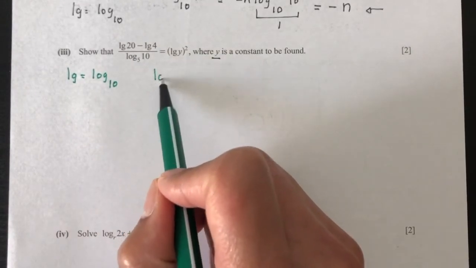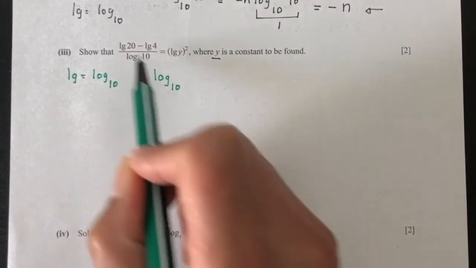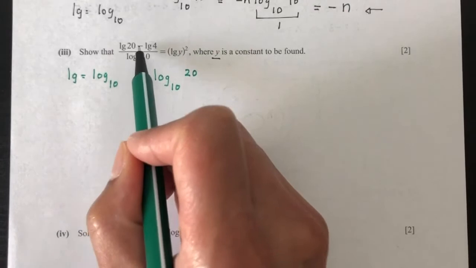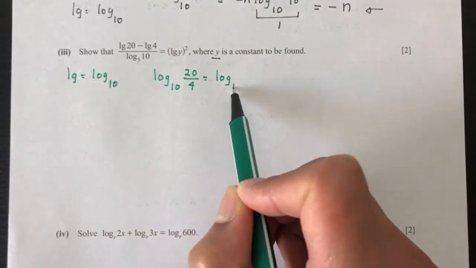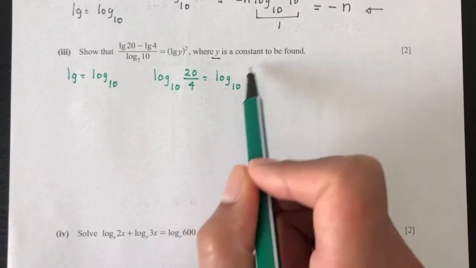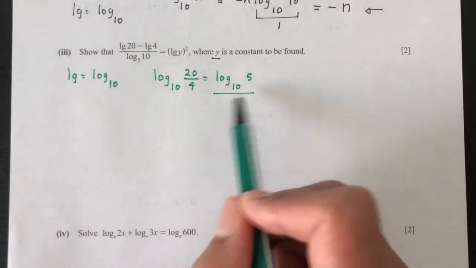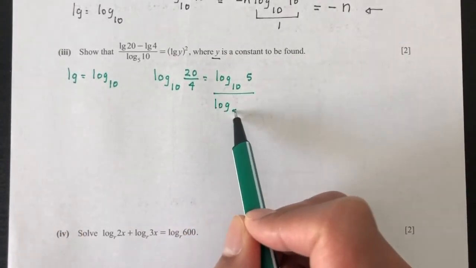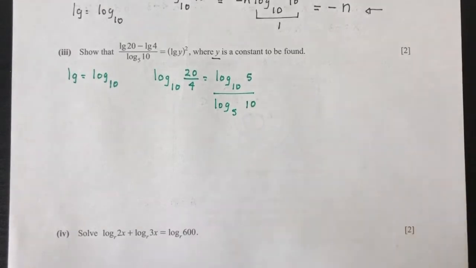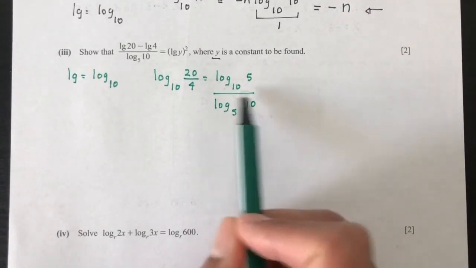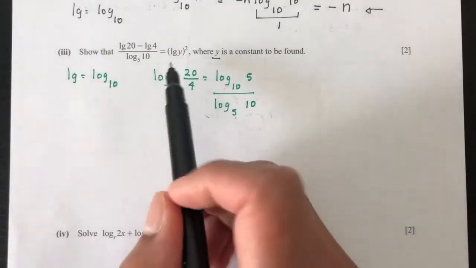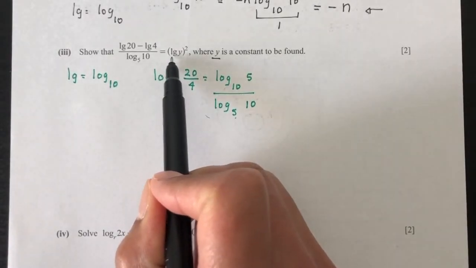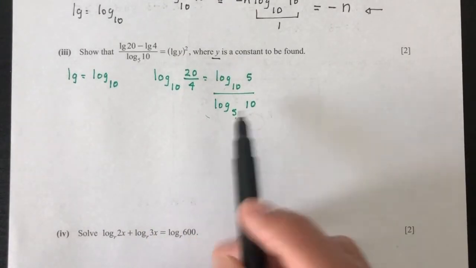You will have lg base of 10, 20. When you have minus, it becomes divide. That will be log base of 10, 5 on top, divided by log base of 5, 10. Now we have to convert this one to the base of 10, because as you can see, your answer needs to be lg, which means base of 10. We have to convert this one to the base of 10.